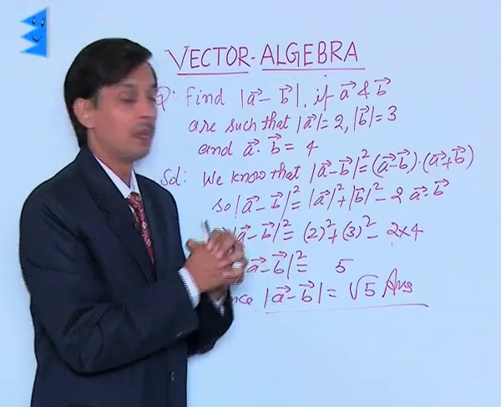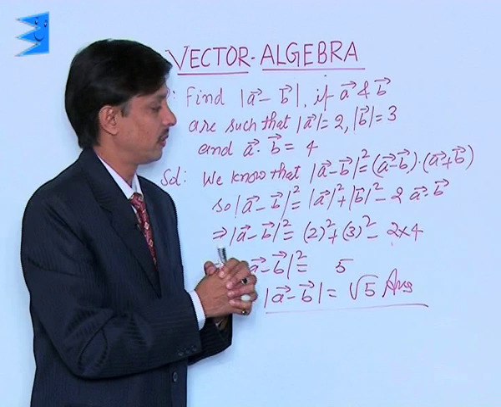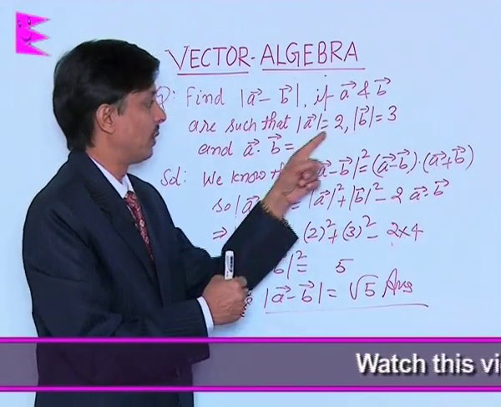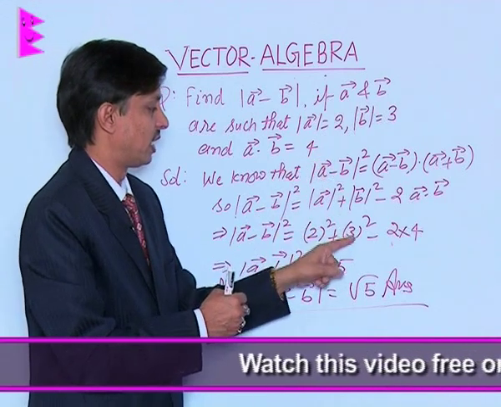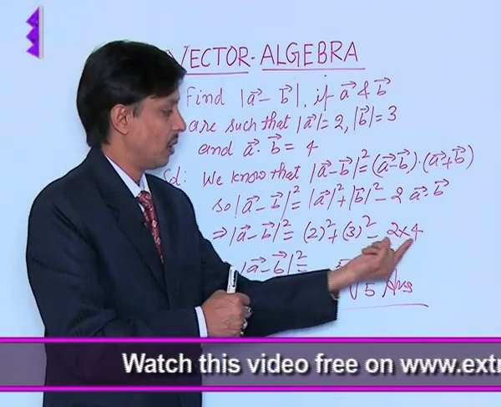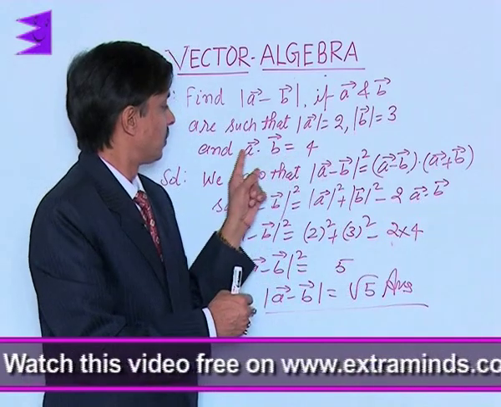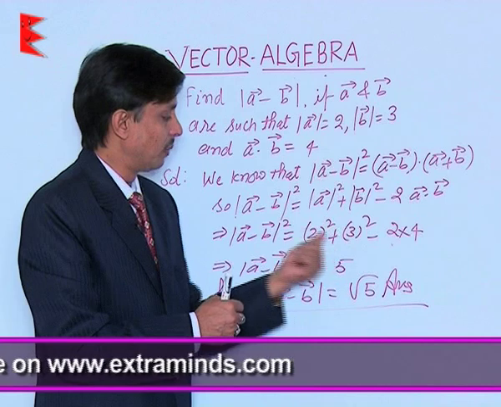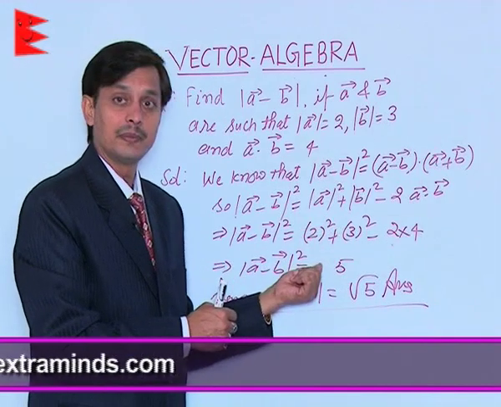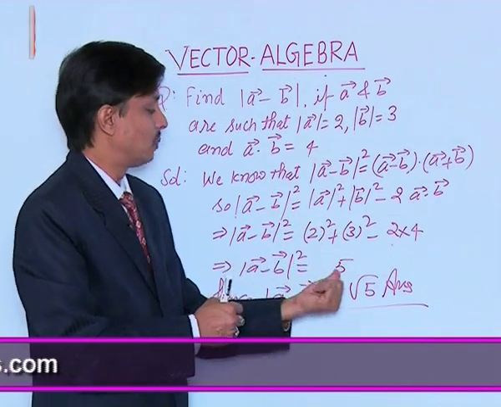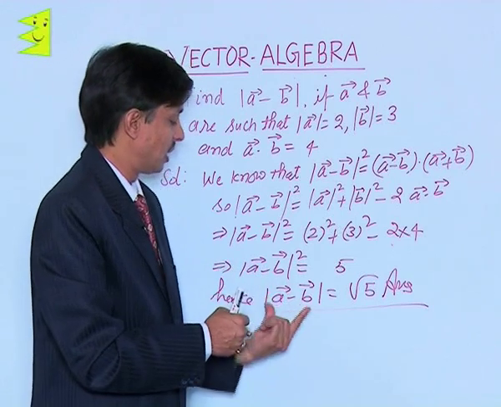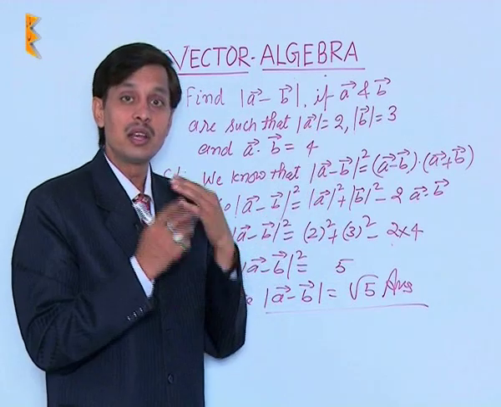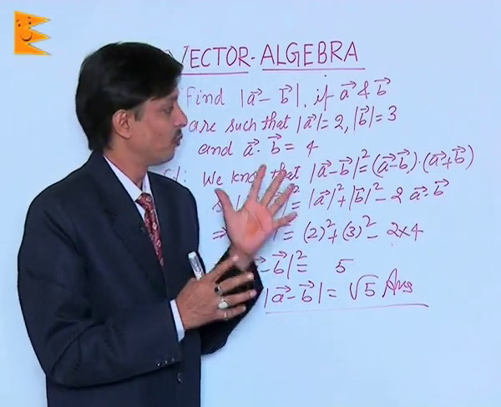So with the help of this, what can we calculate? It is 2 square plus 3 square, because 2 twos are 4, 3 threes are 9, 9 plus 4 is 13, minus twice of A dot B. The result of A dot B is 4, so 2 fours are 8. This becomes 13 minus 8, which is 5. So magnitude of A minus B whole square is 5. That's why we can say magnitude of A minus B is root 5, which is the required result we needed to calculate.